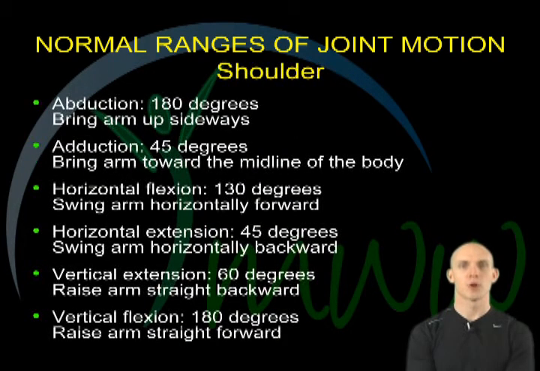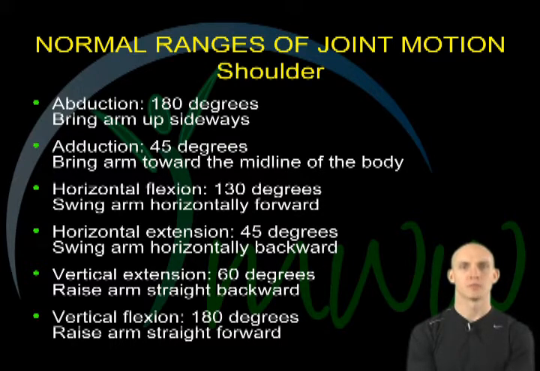Normal ranges of joint motion for the shoulder. Abduction. Recommended movement is 180 degrees. Bring your arm up from your side with your palm facing down, sideways to the body. Adduction. Recommended movement is 45 degrees. Bring your arm down toward the side of your body.